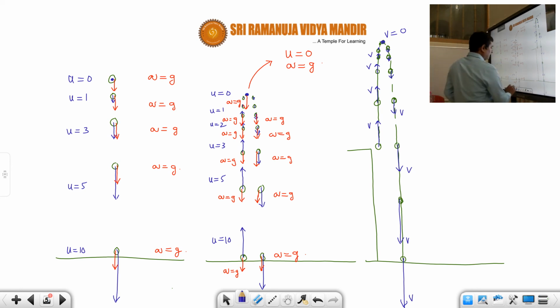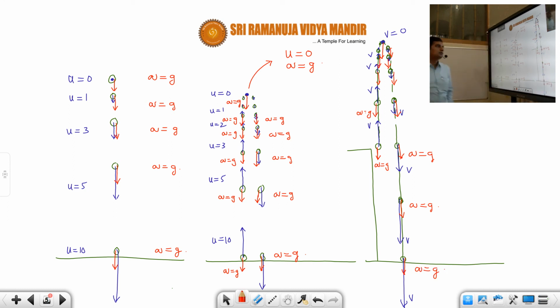Okay, now what about the acceleration? Suppose you are asked to find out the acceleration. So at every point a equal to g. The length of the arrow, the magnitude of the acceleration, is always constant. Here a equal to g, here also a equal to g, at every point it is g. Just because speed is more, the acceleration won't increase. That is what I am trying to teach, a equal to g.